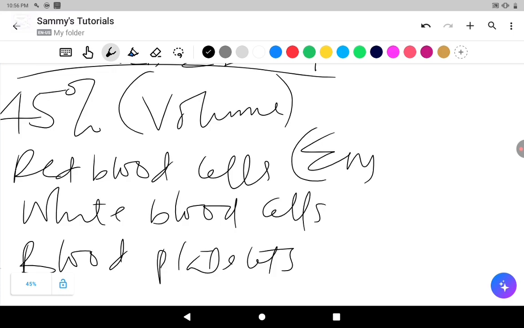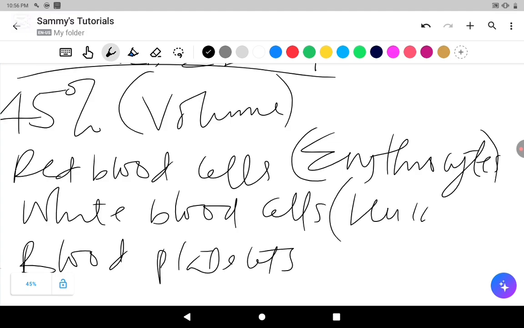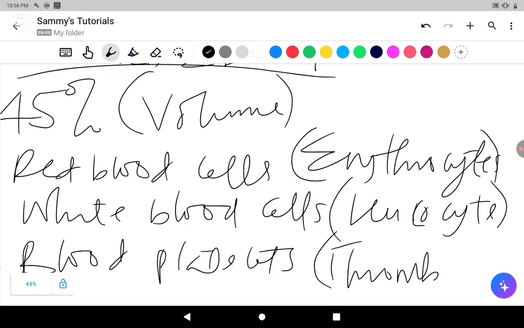I said red blood cell is also known as what? The red blood cells are also known as what? Erythrocytes. Thank you. Erythrocytes. White blood cell is also known as what? Leukocytes. Leukocyte. And finally, blood platelets, what is known as thrombocytes.